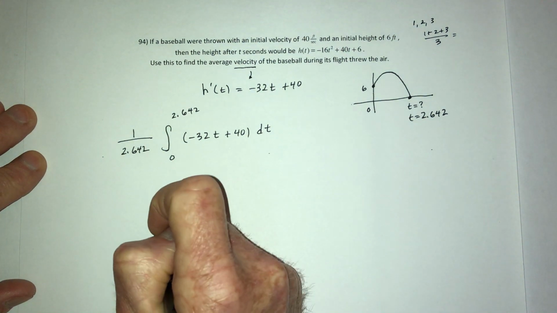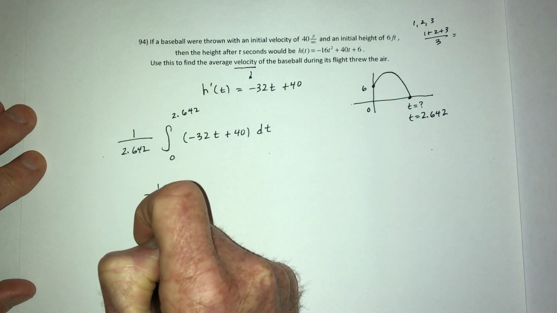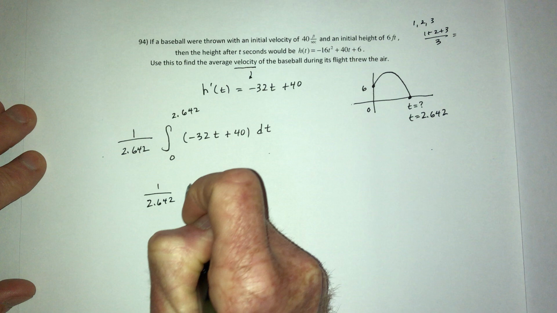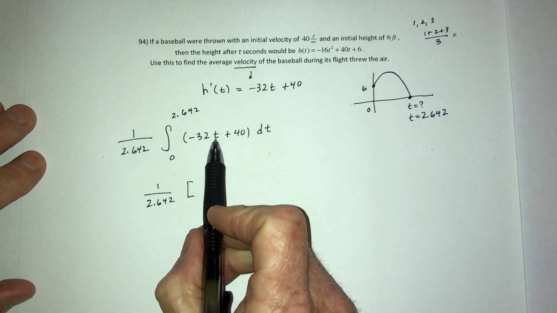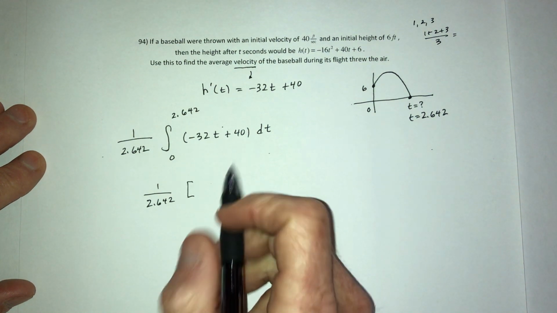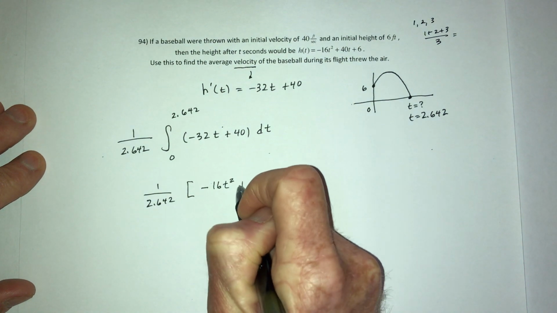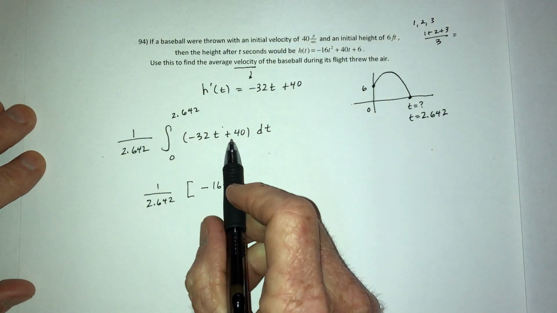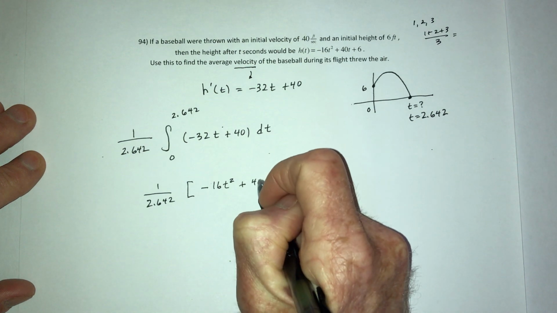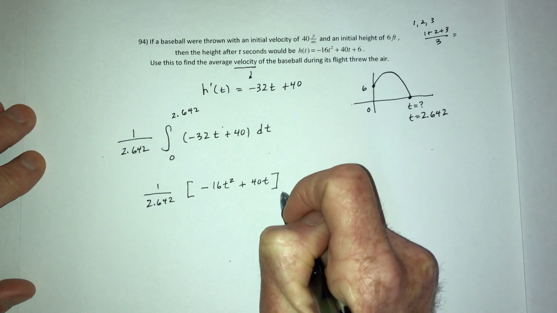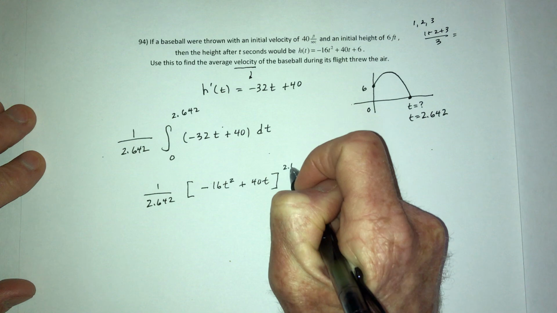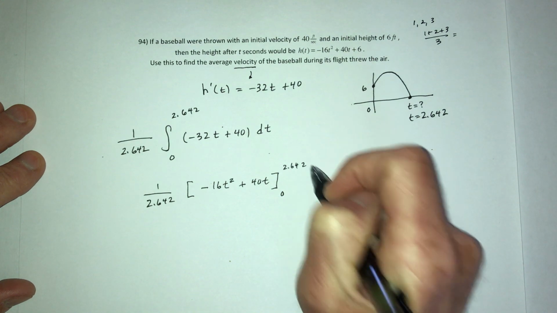So this is going to be the 1 over 2.642 stays there. And then the antiderivative of this would be t squared over 2, which is going to be negative 16t squared. And then this would just be 40t. And then evaluate from 0 to 2.642.